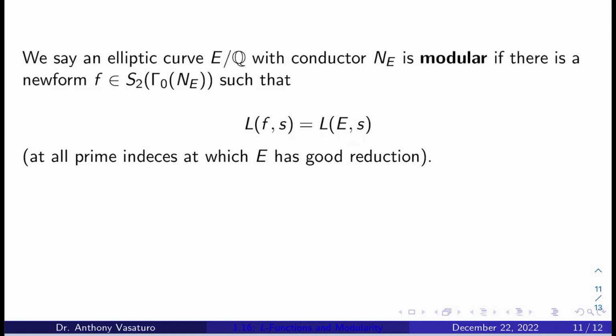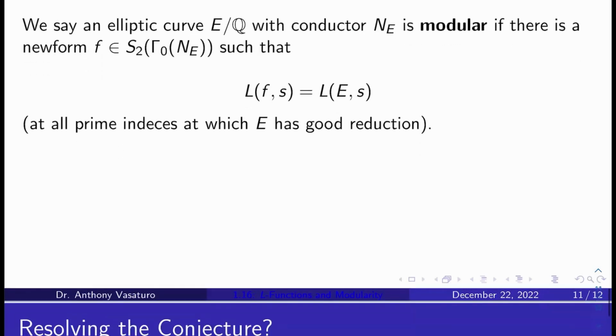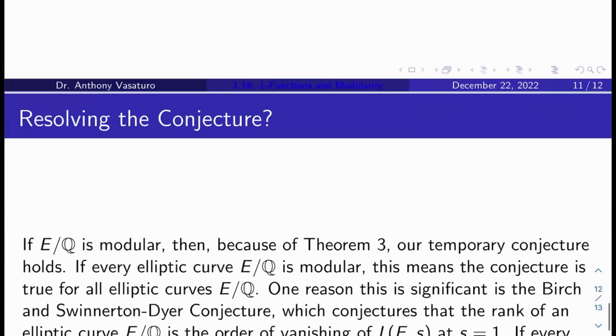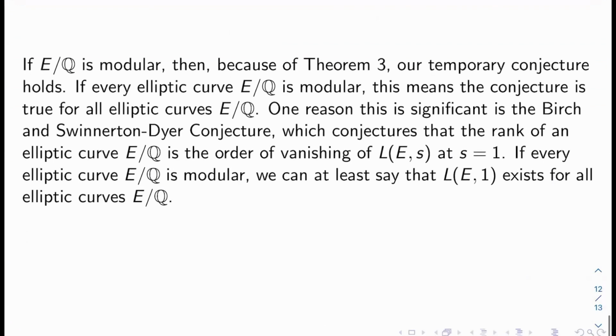Although it turns out their coefficients only need to match at primes of good reduction for them to match everywhere. The proof of that is discussed in Diamond and Shurman in the later chapters if you want to see that, but you don't really need to worry about it. You're modular if there's a newform with trivial character with conductor the conductor of the elliptic curve, let's call that newform f, such that the L-function of f matches the L-function of E. So if E over Q is modular, then because of the theorem, our temporary conjecture just holds, right? Our L-function of E will have that analytic continuation and that functional equation we are after.